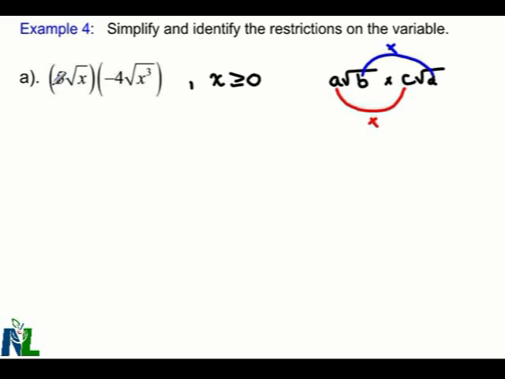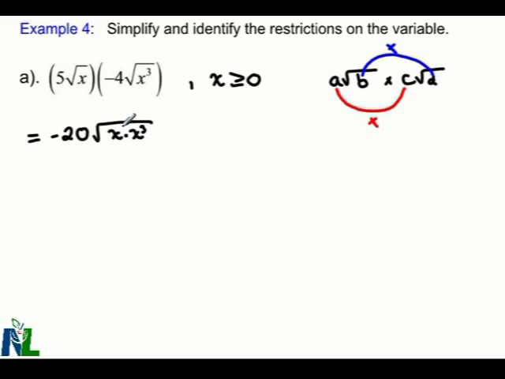So to start, I've got 5 root x times negative 4 root x cubed. To start this, I would multiply the positive 5 by the negative 4, which would give me a negative 20. Then underneath the root sign, I have x times x cubed.